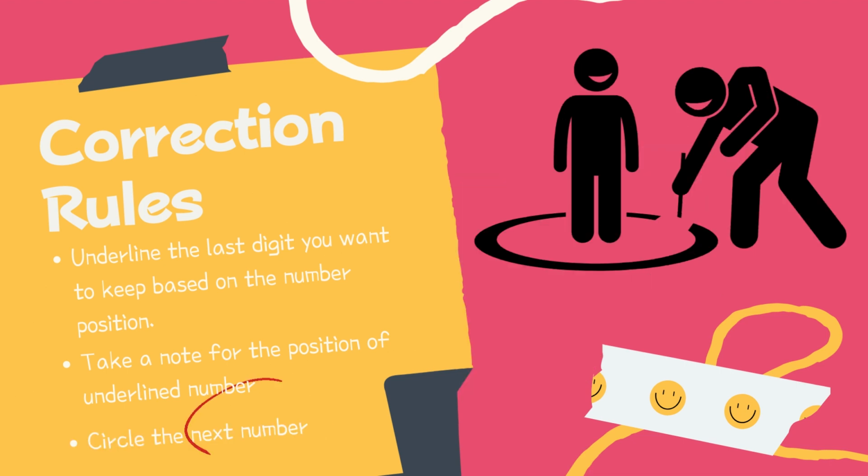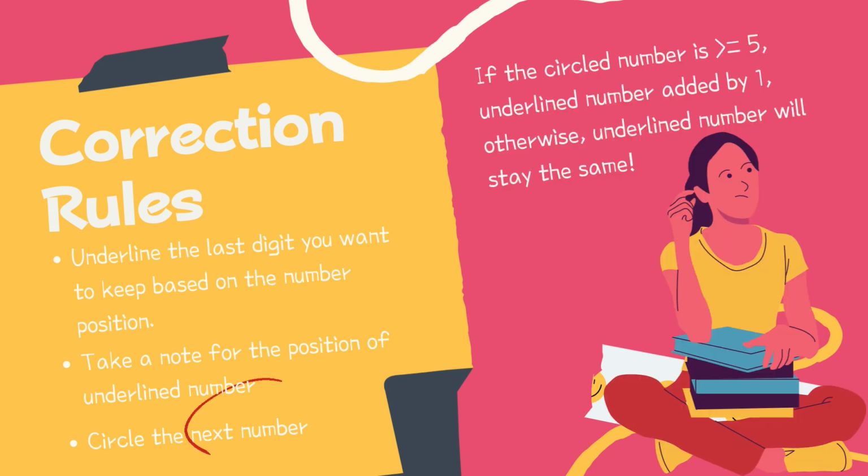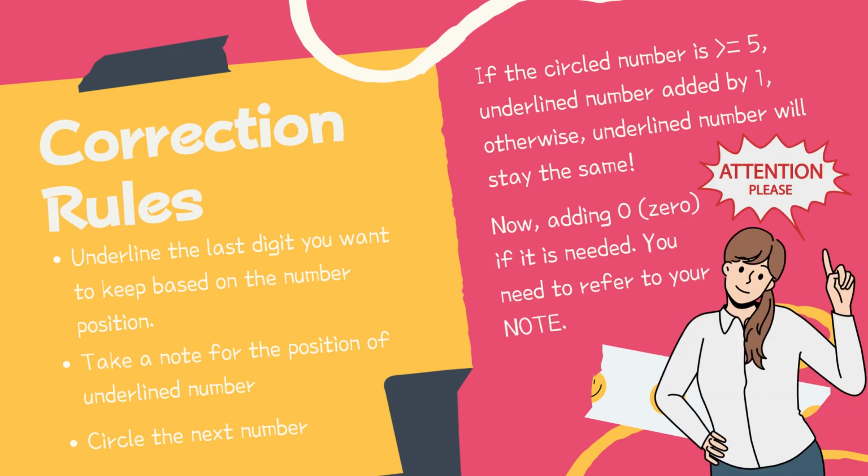Okay. And then you circle the next number, the number that is available after the underlined number. And on the number that is being circled, you need to check. If it's 5 or greater, then the underlined number, you add 1. But if it's not, the underlined number will stay the same. And you need to pay attention to this one about adding 0. You can add 0 to the number when it is needed, and you will do that based on your notes.